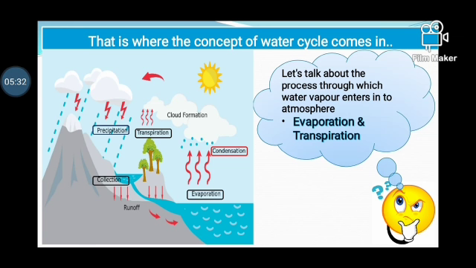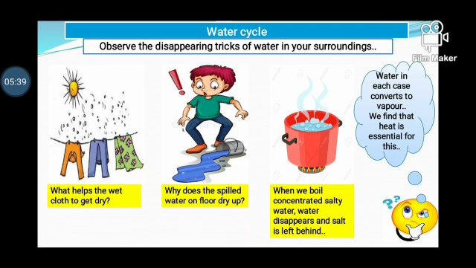Let's talk about the process through which water vapor enters into the atmosphere: evaporation and transpiration. What helps the wet cloth to get dry? Why does the spilled water on the floor dry up? When we boil concentrated salty water, what disappears and salt is left behind? Water in each case converts into vapor. We find that heat is essential for this.